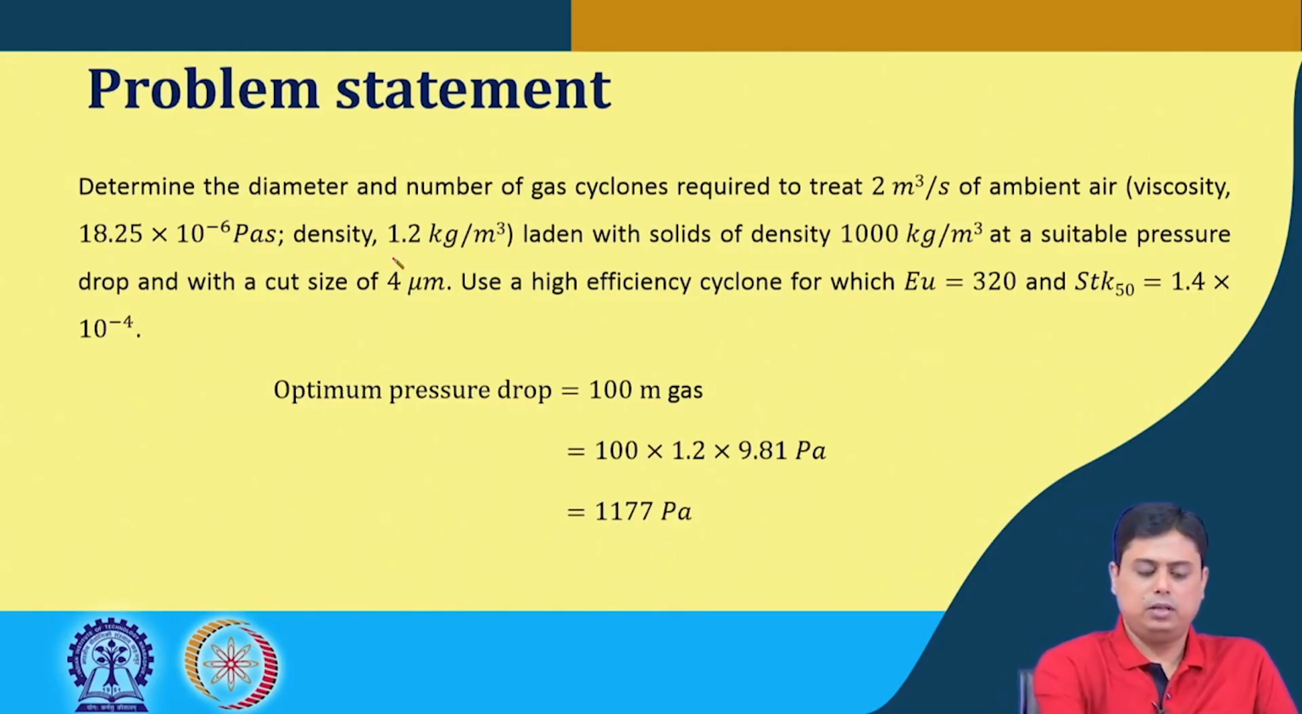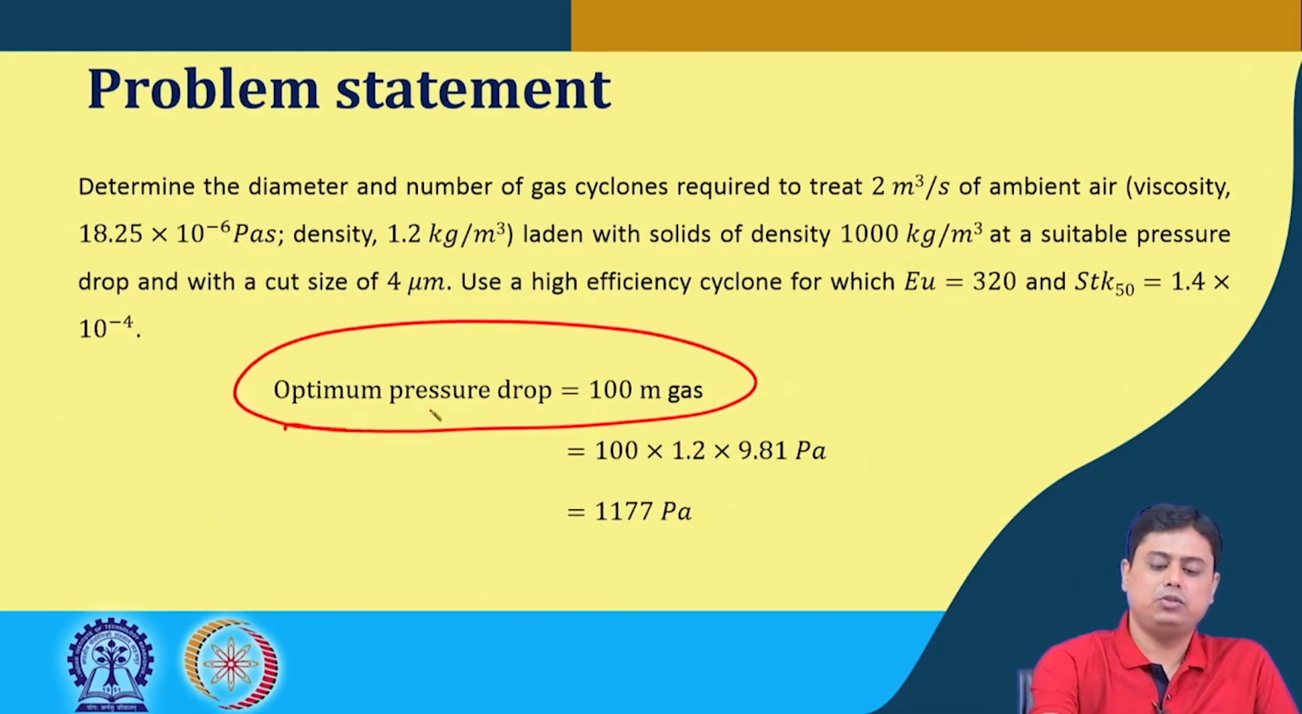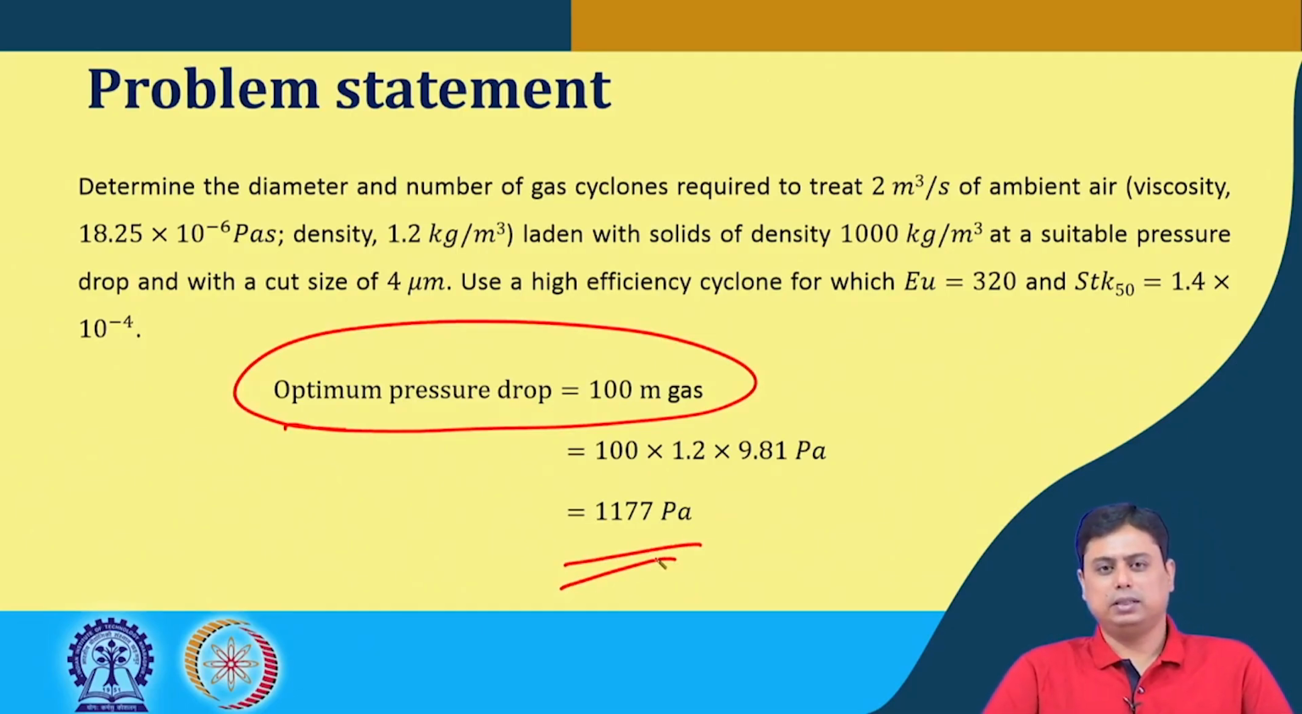If typically this information is given, we can calculate the optimum pressure drop in terms of Pascal, because this 100 meter of gas means 100 meter multiplied by its density multiplied by g, the rho g h, the head, is the optimum pressure drop.